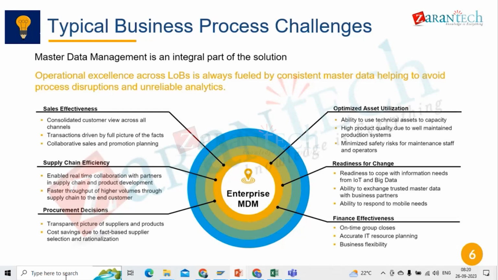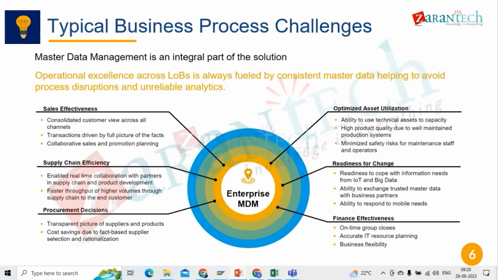Here you can see in sales effectiveness, we can consolidate the customer view across all the channels. Within sales we will involve some other departments also. In sales, the marketing team will also be involved, and the finance team, and customers, and sometimes vendors also. At that time we can consolidate all customer information to view across all the channels, like vendor master or customer master or any finance department or any material master data. Using MDG, we can consolidate it.